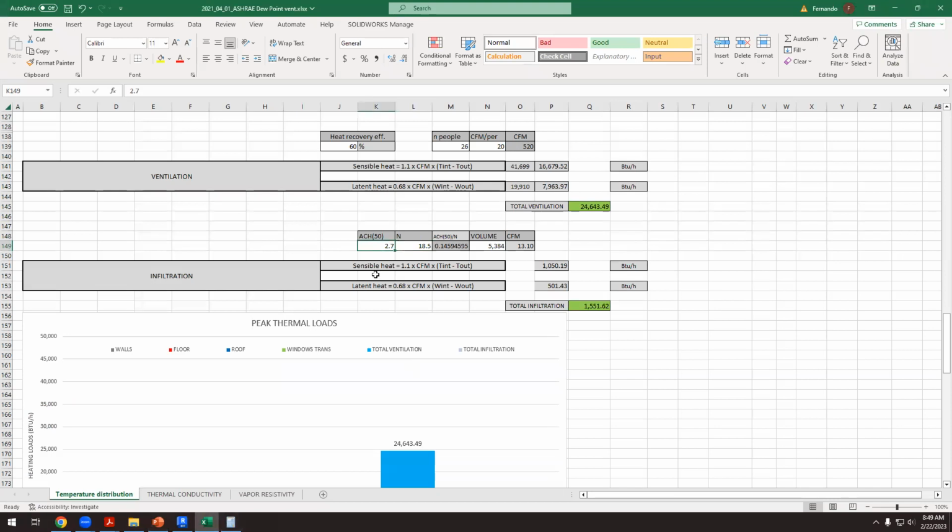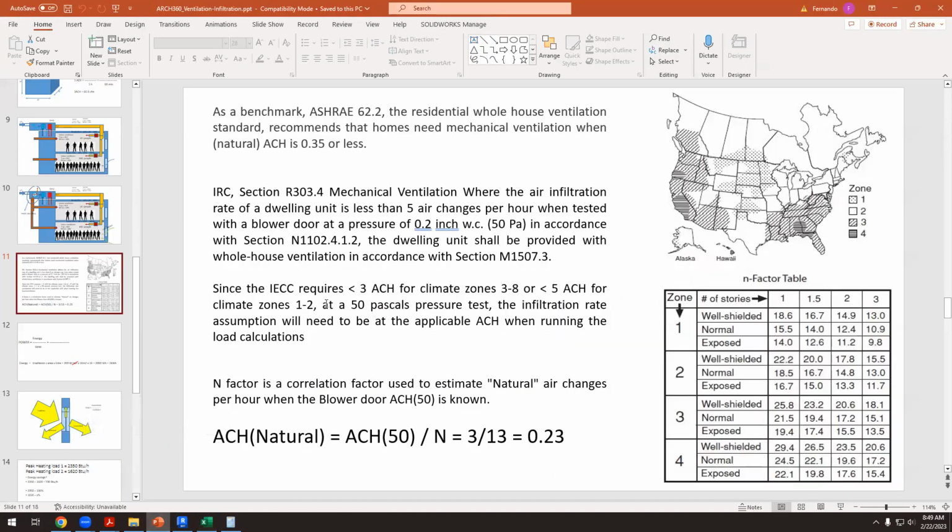Then this ACH. There is no way to calculate that number unless we have a real building and we have the blower door test. So there's no way to calculate that. But according to this, Revit has considered that this building is around 2.6, 2.7. By the way, is that acceptable, 2.7? Let's find out.